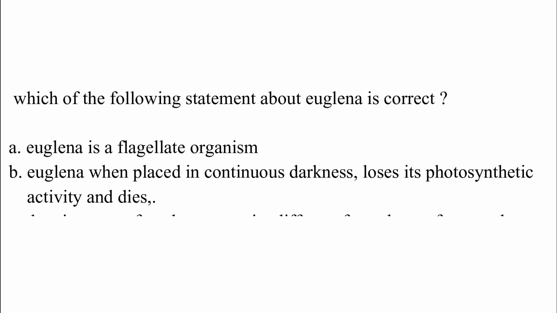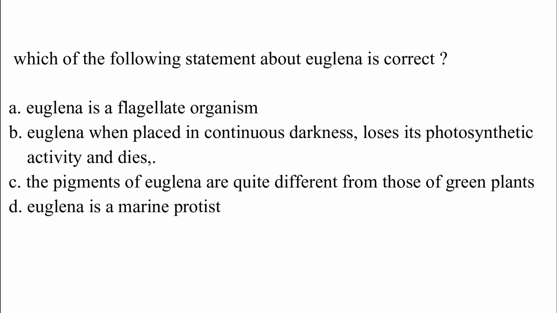Which of the following statements about Euglena is correct? Option A, Euglena is a flagellated organism. Option B, Euglena when placed in continuous darkness loses its photosynthetic activity and dies. Option C, the pigments of Euglena are quite different from those of green plants. Option D, Euglena is a marine protist. The correct answer is option A, Euglena is a flagellated organism.